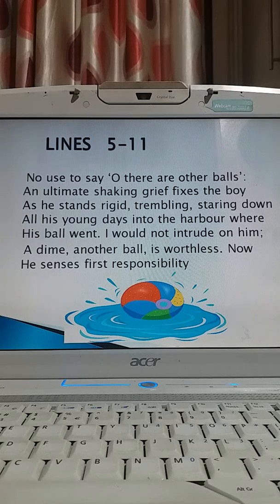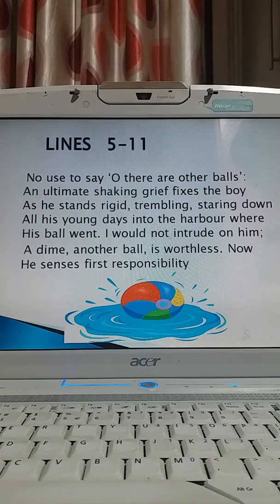A dime, another ball is worthless. Now he senses first responsibility. Dime actually means 10 cents. Dime, a kind of currency, which means 10 cents in American or US dollar.